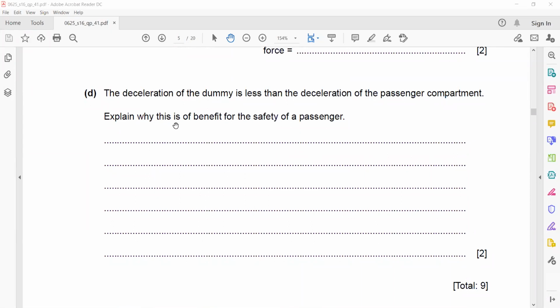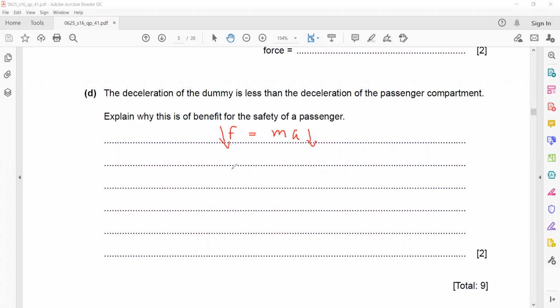What is the relation between deceleration and time? They are inversely proportional. As the deceleration is less, it will take more time. As it will take more time, it will experience less force. As it will experience less force, it reduces the chance of injury.